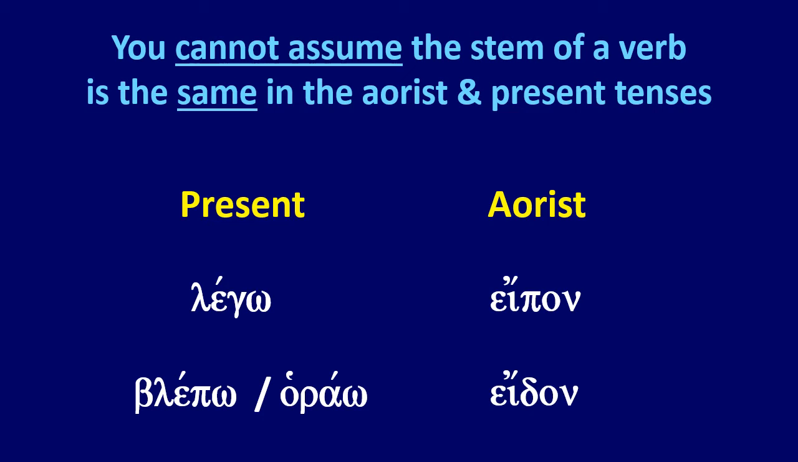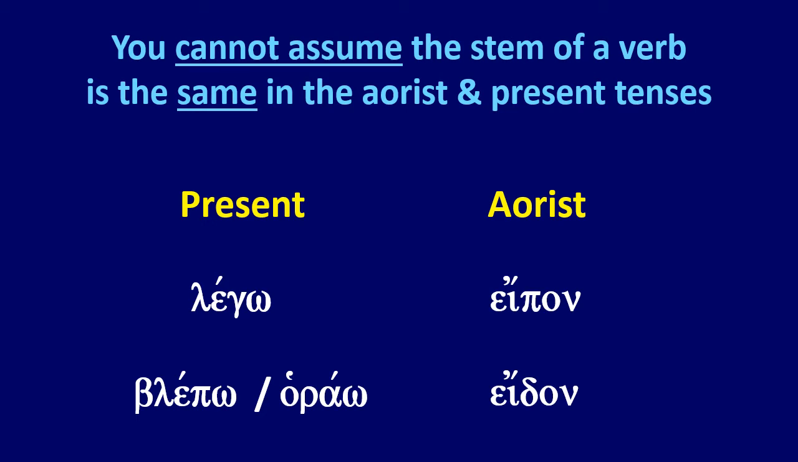And something similar probably happened with the word below that, eidon, in the aorist tense form. It probably came from a present tense form, eido, but along the way, eido dropped out, and so now you have a marriage, so to speak, between the aorist tense form eidon and blepo or horao, meaning I see.